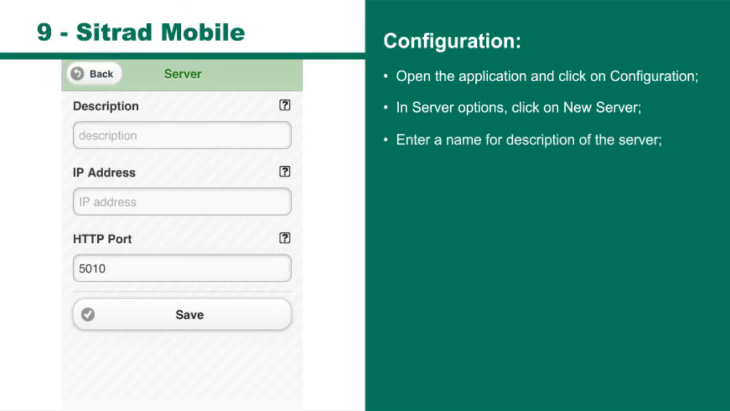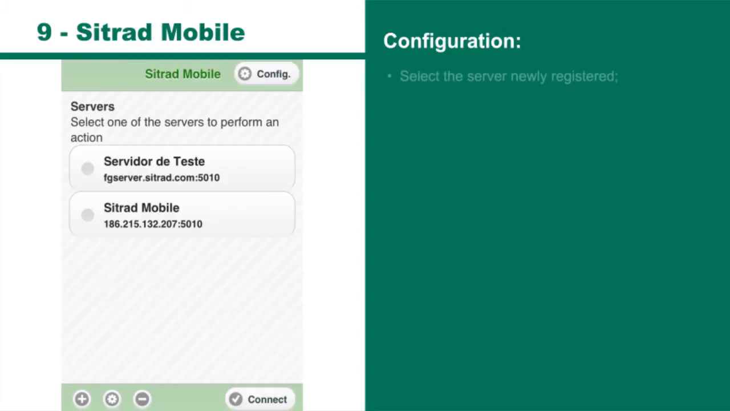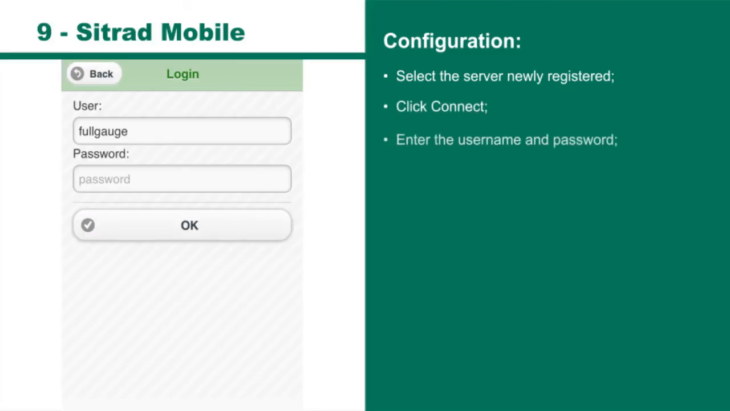Enter a name for description of the server. Enter the external IP in case you have a static IP, or enter the DDNS subdomain. On port, maintain 5010. Connection of the remote is similar to the connection of mobile. The only difference is the port. Click Save. Back to the home screen, select the server newly registered and click Connect. Enter the username and password you created earlier on Sitrad Local and used on Sitrad Remote, then click OK.